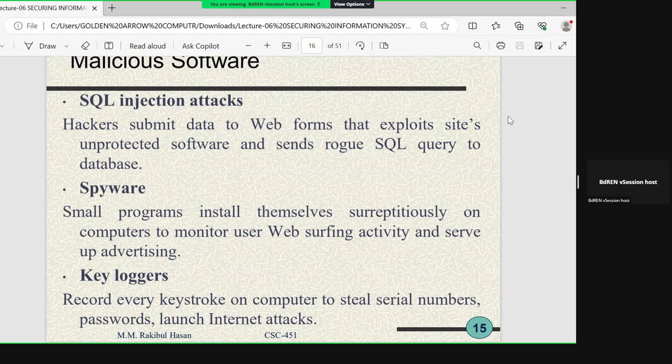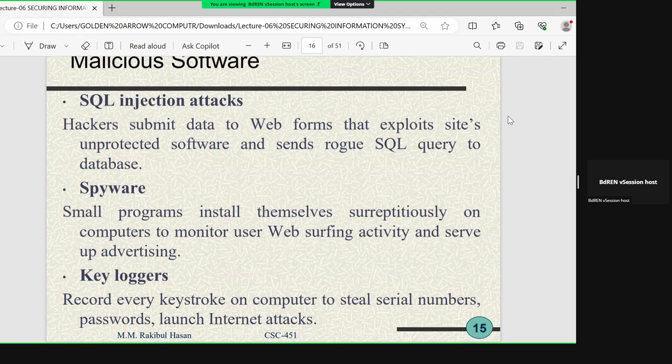Then the spyware, from the name you can easily understand, this kind of software is going to track down your online activity, your online footprint, where you are visiting, where you are going. It can track down everything, and at regular intervals it is going to send information to the hacker. Spyware will monitor all of your online surfing.